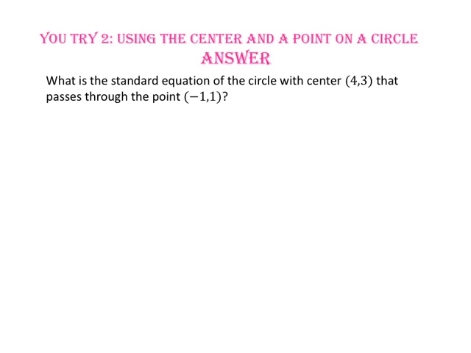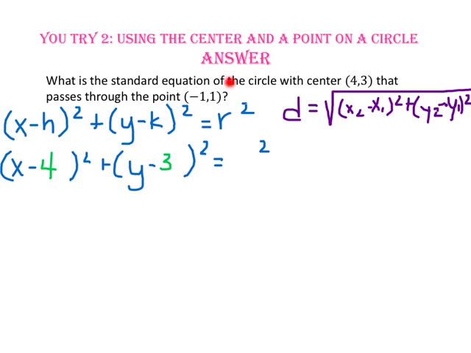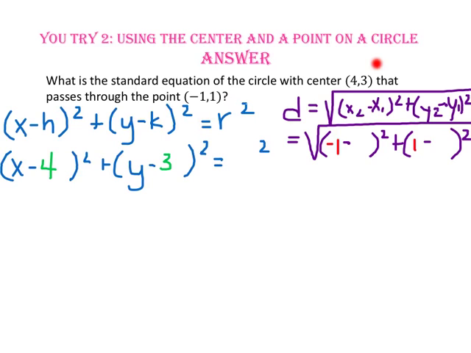(x - h)² + (y - k)² = r². Since the center is (4, 3), we will substitute 4 in for h and 3 in for k. We need to find the length of the radius, so we'll use the distance formula. We'll use (-1, 1) for (x2, y2), and (4, 3) as (x1, y1). Now we will simplify to get the length of the radius.